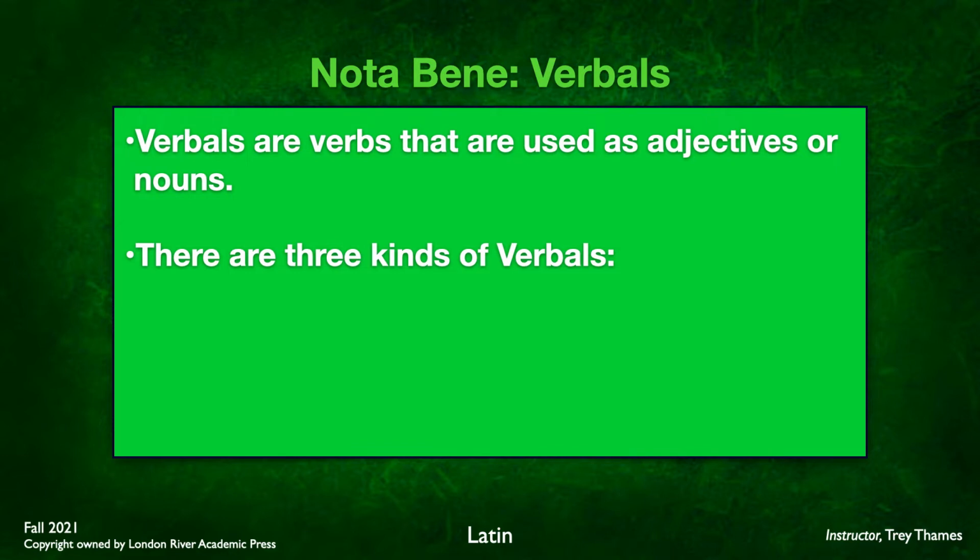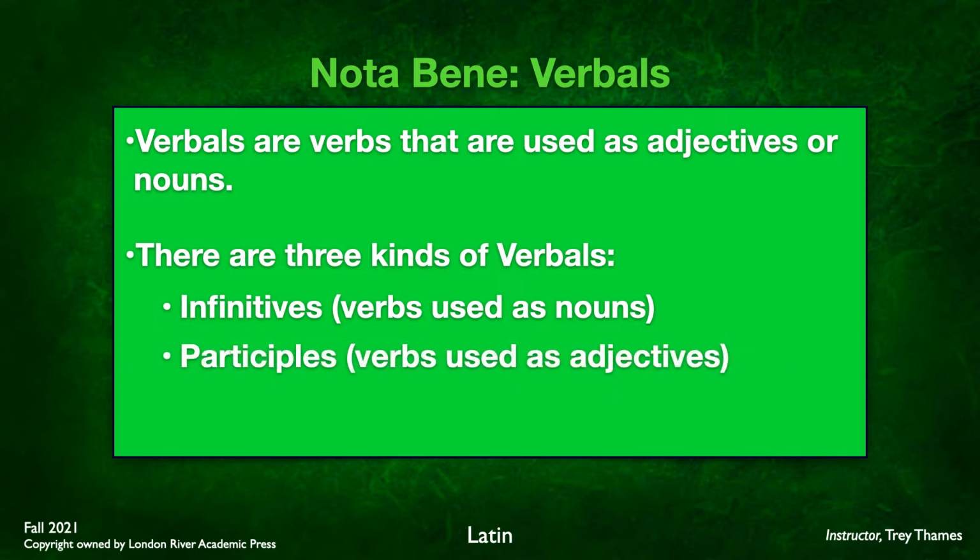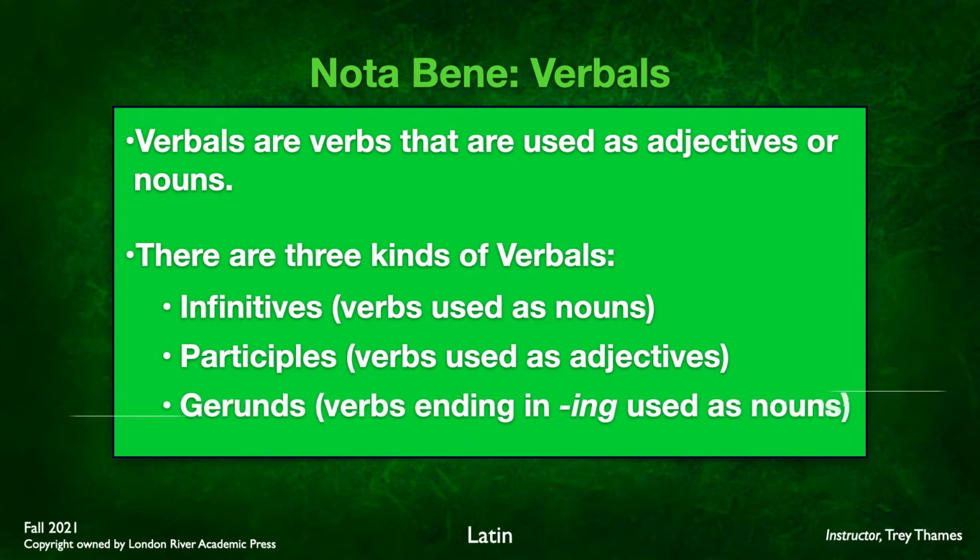There are three different kinds of verbals, one of which we've already run into, infinitives. These are verbs that are used as nouns specifically. Participles, which is the subject of this chapter, are verbs that are used as adjectives. And then finally, another verbal that we'll encounter a little bit later on in Wheelock's is the gerund. Gerunds are verbs that are ending in ing and used as nouns.